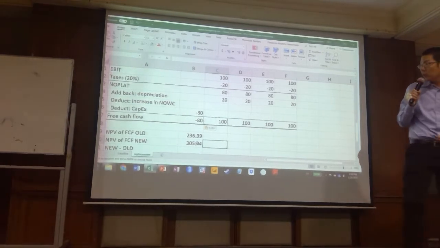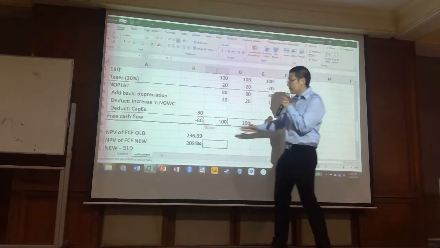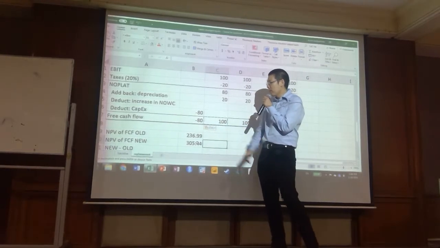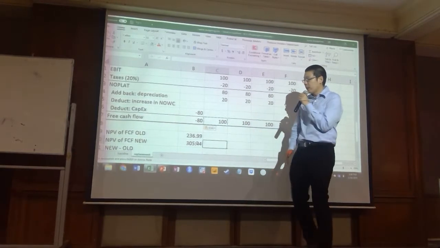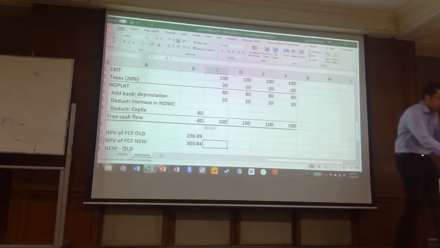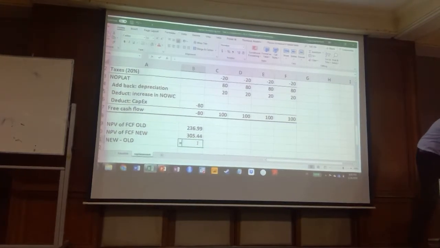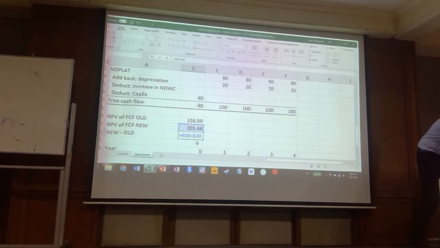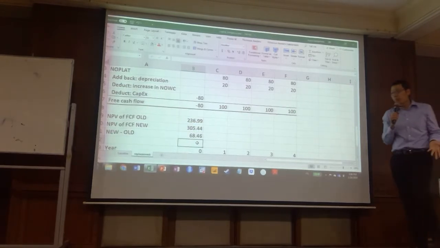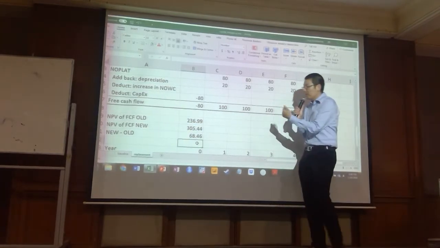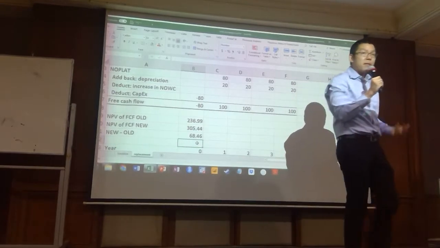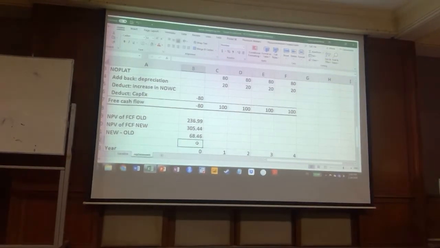Okay, so you could make this conclusion in one way. Look at this: NPV of old machine, NPV of new machine, and you do new minus old. So you will see how much better new is than old. So you would go with the new machine. You have a better NPV of around 68,000 baht. That's the brute force way.